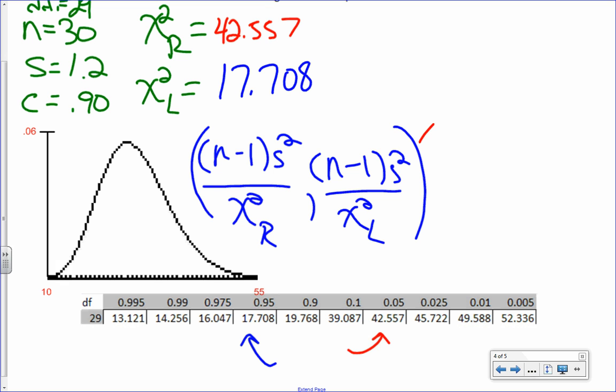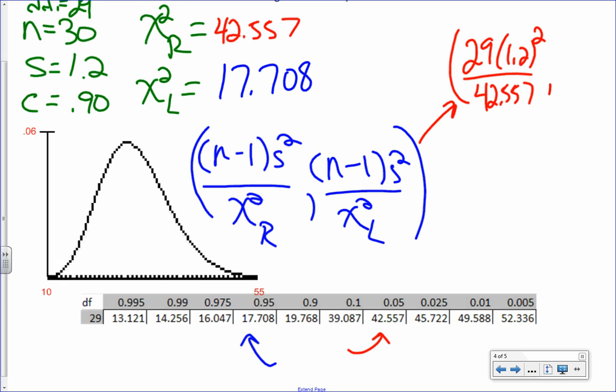So yeah, if we move over here again with our calculator, we got 29 times that 1.2 squared again, right? Over, this time, 42.557. And then this is really the stuff, again, I'm canceling out whatever that number is. And I'm dividing by 17.708. Sorry that my comma got really disproportionate to the rest of the problem there. So that's a 7, and this is a 17. I'll put my comma down there, I guess.